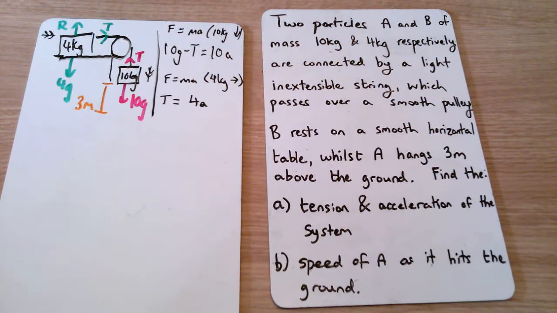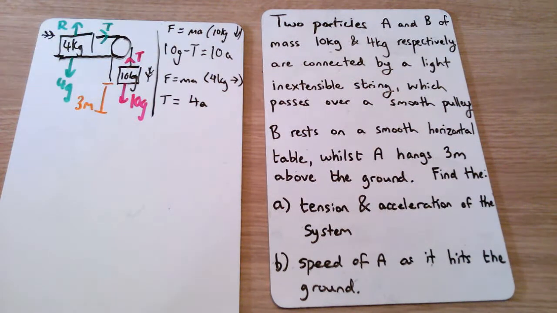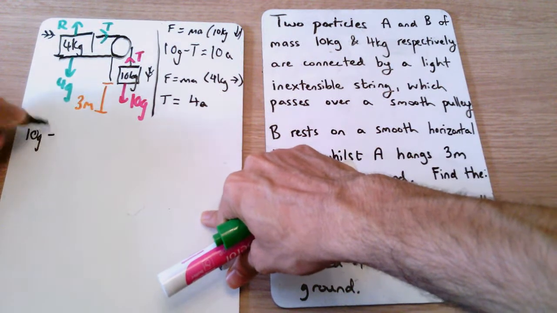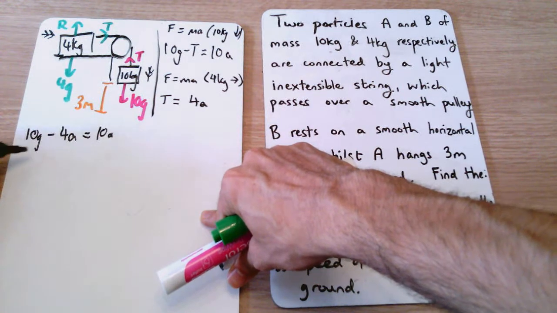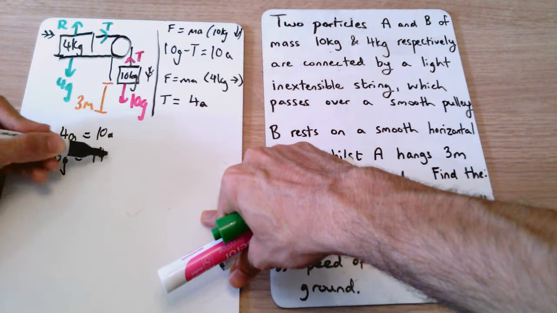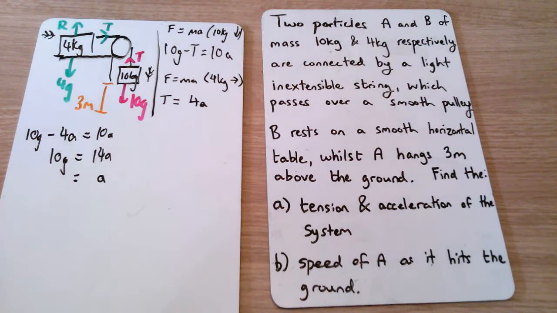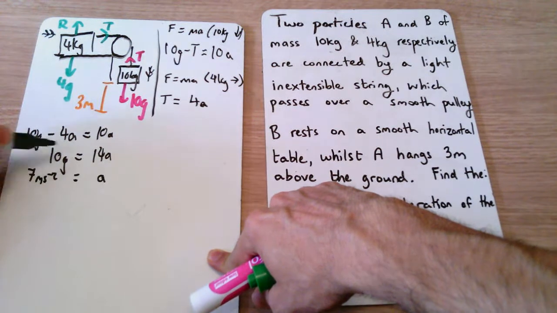If we add those two equations together, 1 and 2, or substitute this into here, we get 10g minus 4a is equal to 10a. We rearrange that, we get 10g is equal to 14a, so a is equal to 10g divided by 14, 10 times 9.8 divided by 14 is 7 meters per second squared.